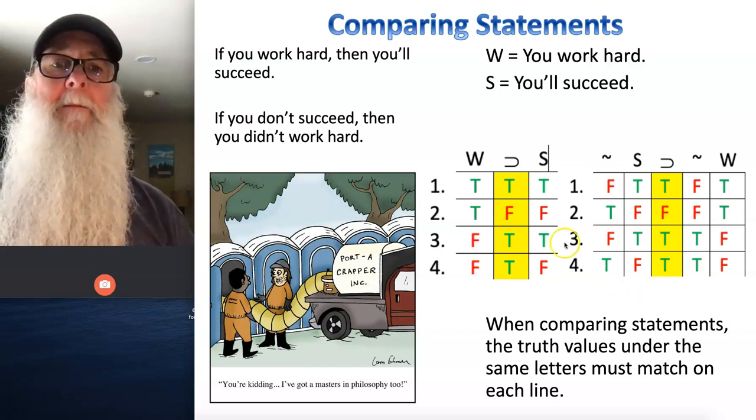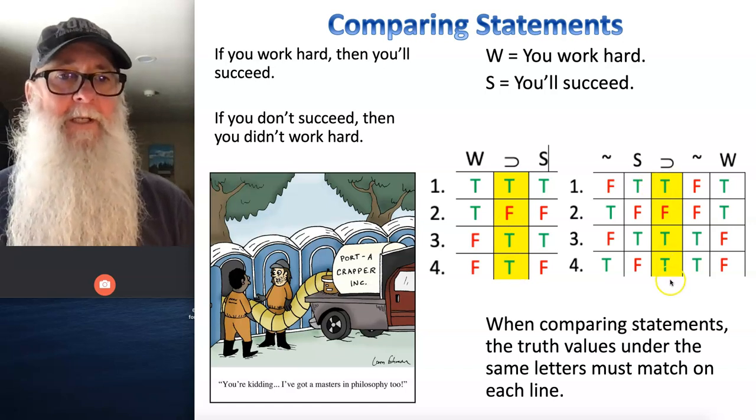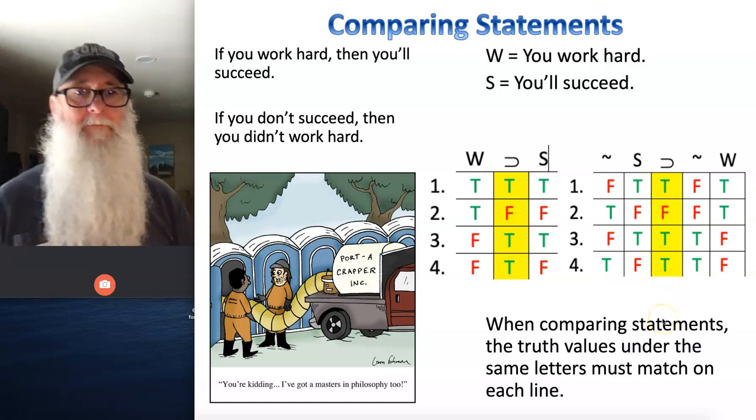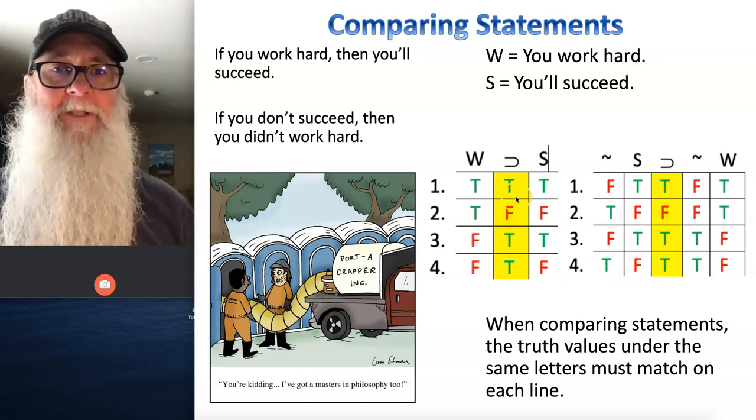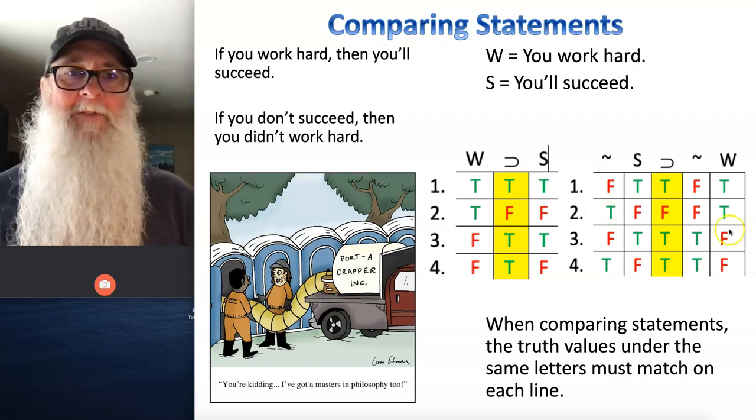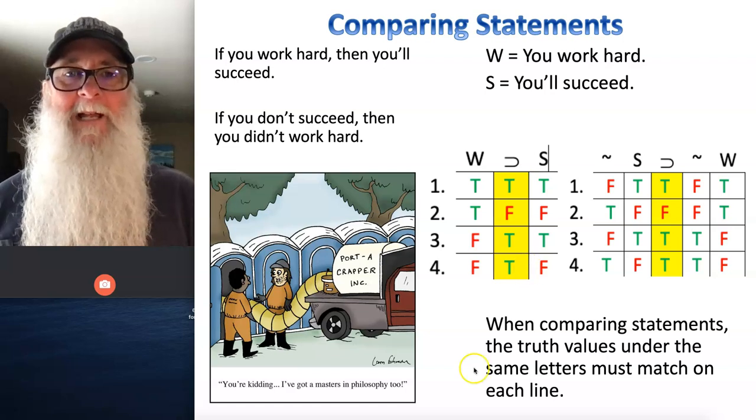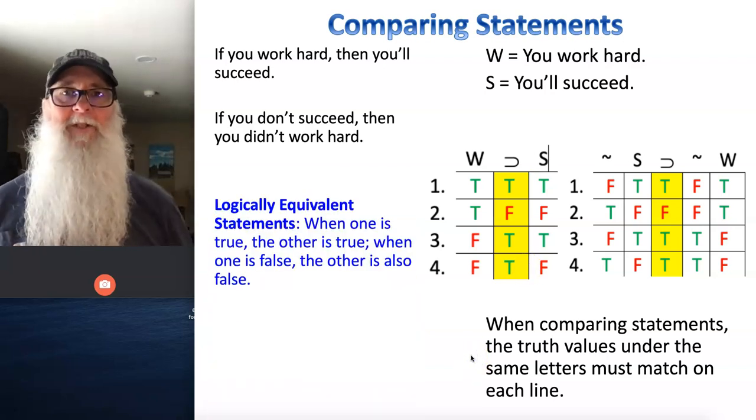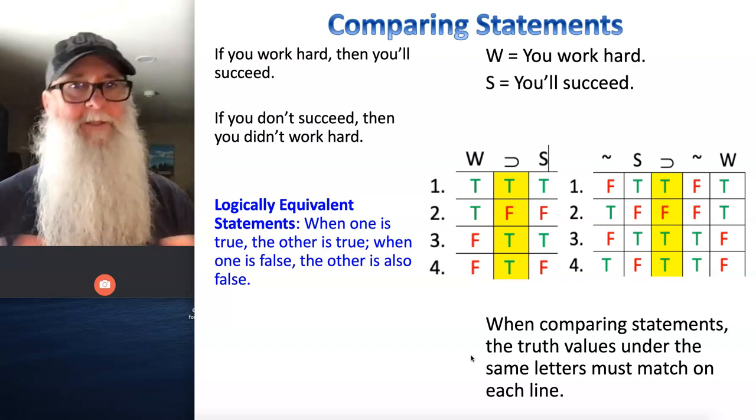Okay, is there a pattern here? So when you look at the column under the two horseshoes here, do you see a pattern? I do. The pattern I see is that their truth values on each line match exactly. On line 2, both of these statements are false. But on lines 1, 3, and 4, they're both true. And that reveals that these two statements are logically equivalent statements. When one is true, the other's true. When one is false, the other's false.